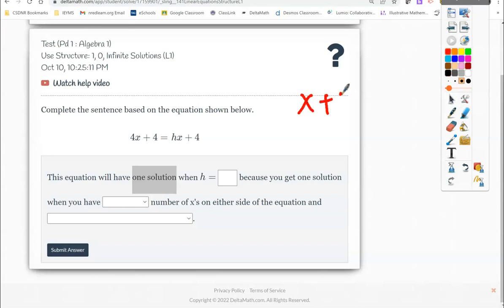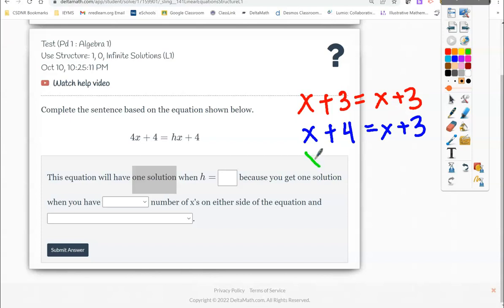is if, remember these two sentences, right? Perfect match, infinite. Mismatch, no solution. And then this one, can you see that?